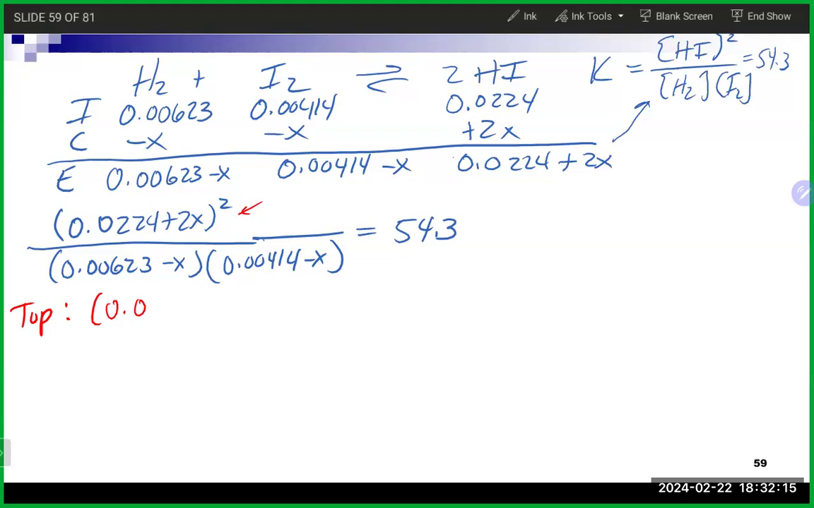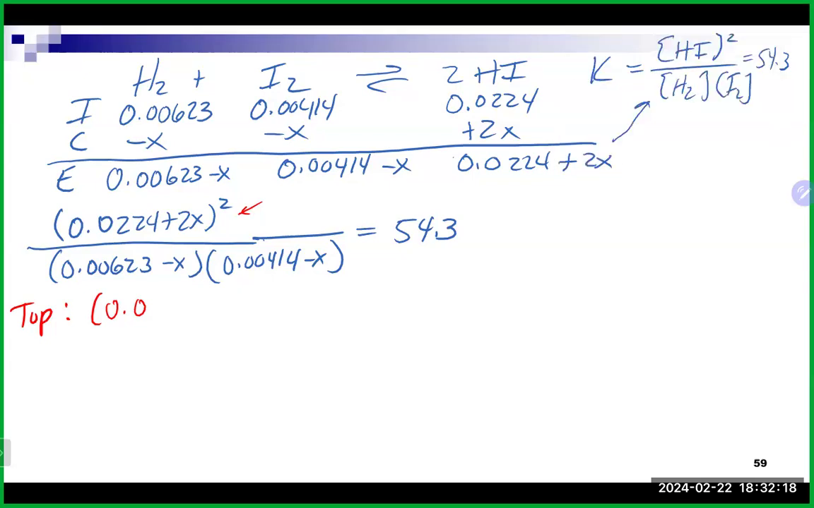All right, here I got (0.0224 + 2x) times (0.0224 + 2x), and foiling, factoring, whatever they call that, again, in and out, right? There you go. So in and out there twice, or just get a double, I suppose.